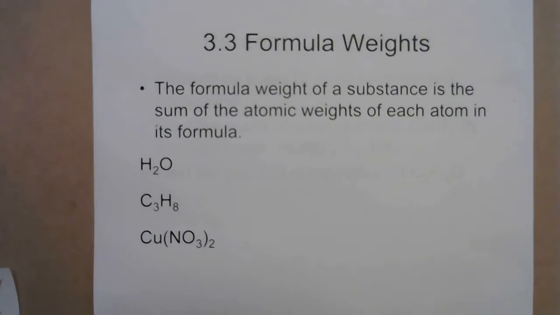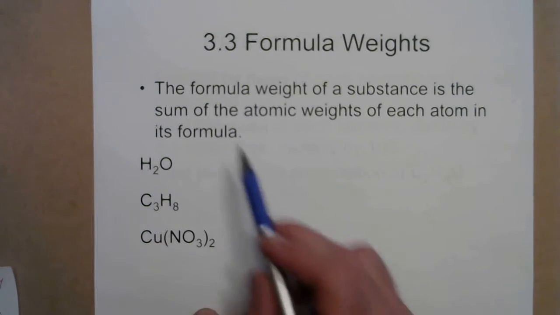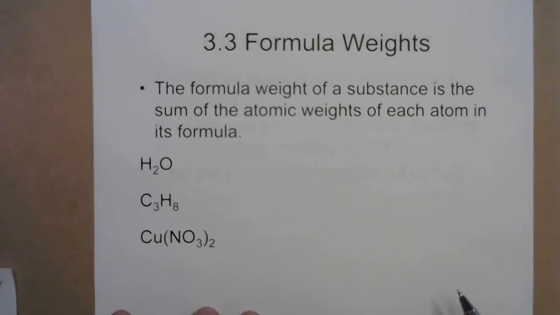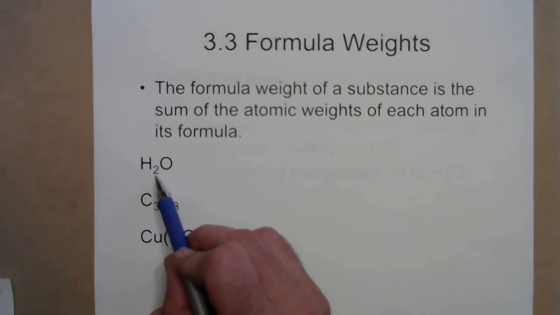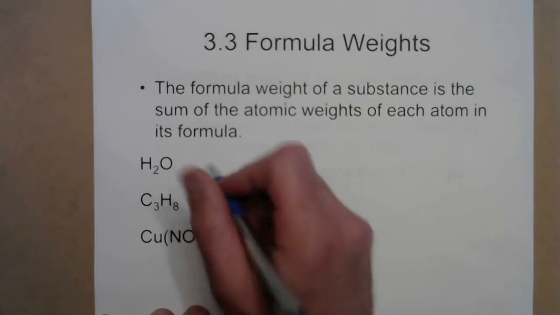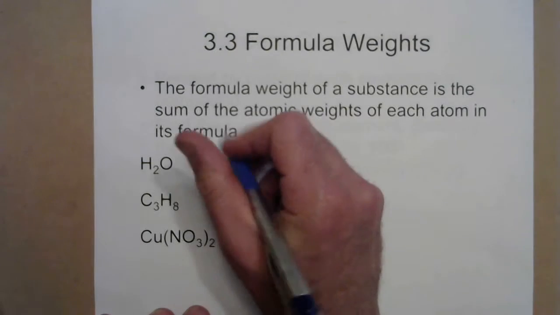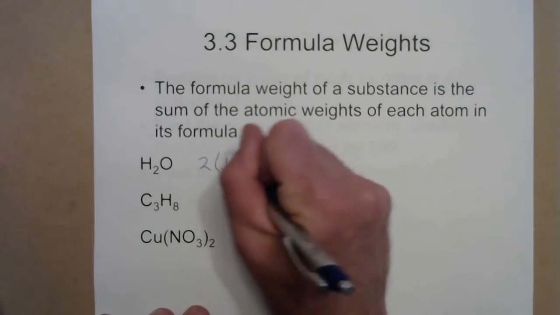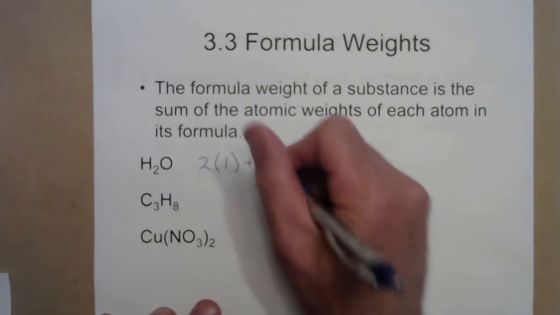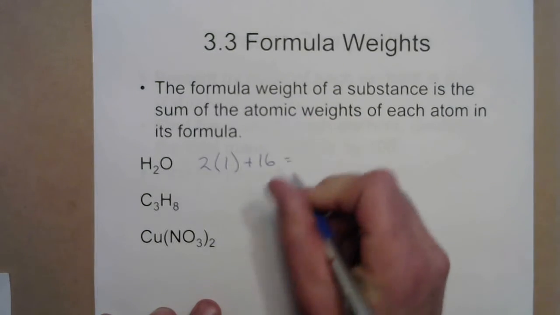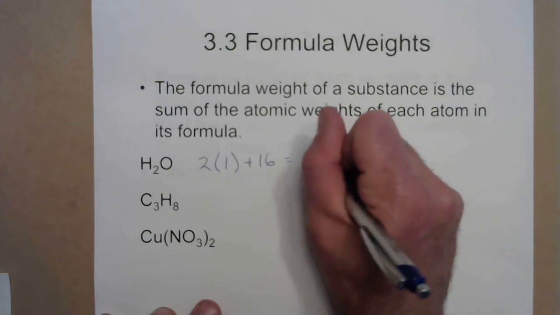And so we know that molecules are made up of atoms, and if we know what type of atom a molecule is made up of, and we know the mass of each atom, we can figure out the formula weight or the mass of the entire molecule. So here we have H2O, and so we have two hydrogens. So we're going to do 2 times the mass of hydrogen. So 2 times, if we look back at the periodic table, the mass of hydrogen is 1, plus the mass of an oxygen, which is 16. So that's going to give us a total mass of 18.